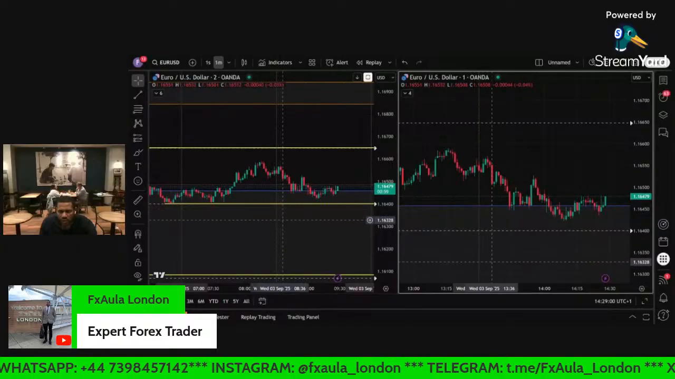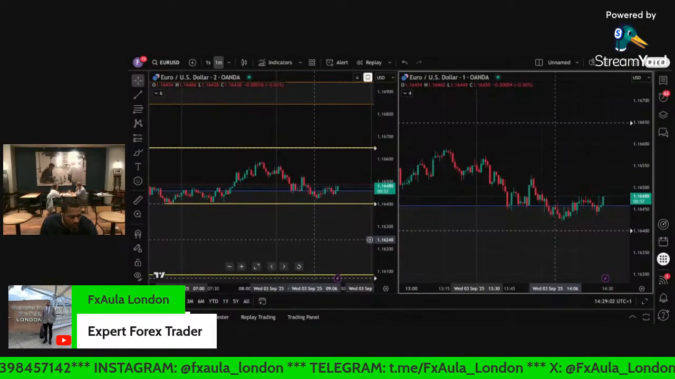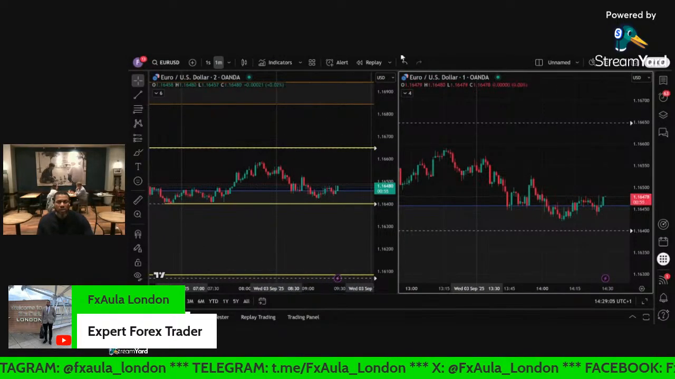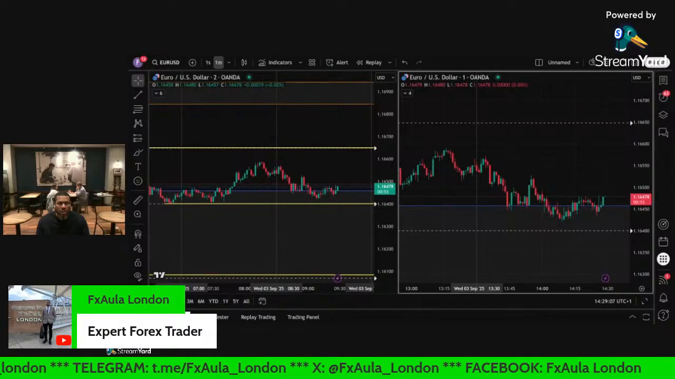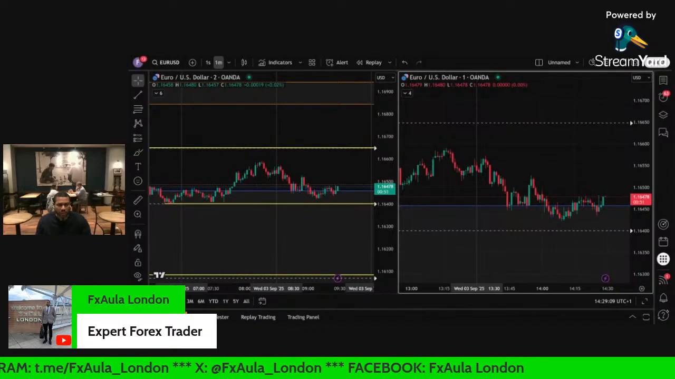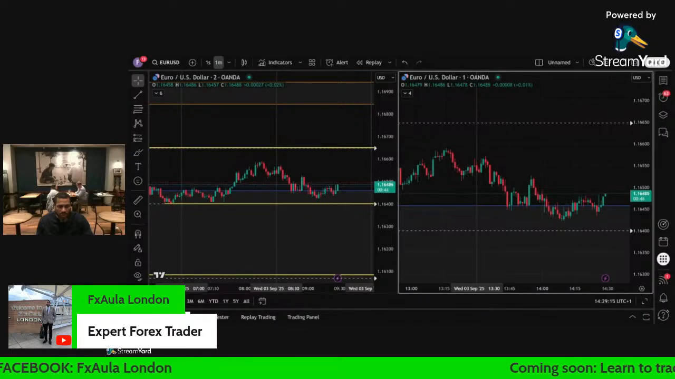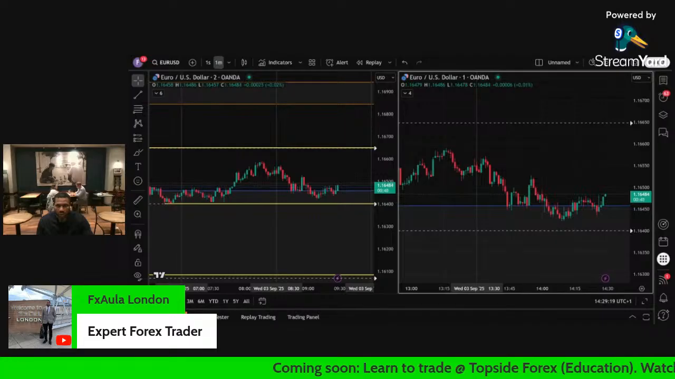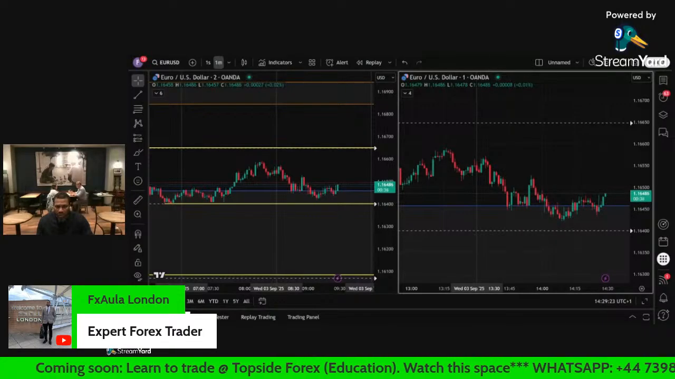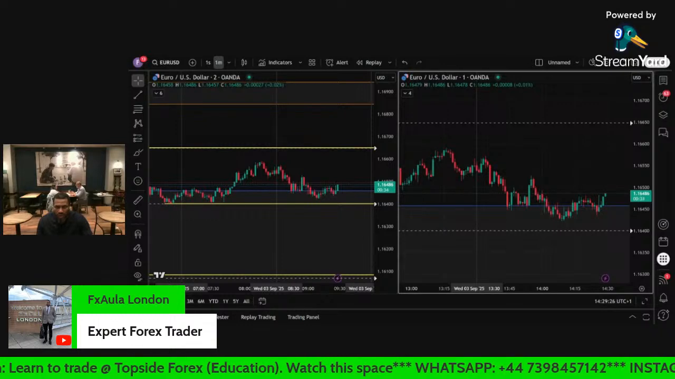Interestingly, I think we have news. Yeah, we have news at 3 p.m. Let's check our calendar. We have the job openings. Look at it, 3 p.m. If you follow the cursor, US dollar, JOLTS job openings. This is the previous, and this is the forecast. So the forecast is expected to be lower.